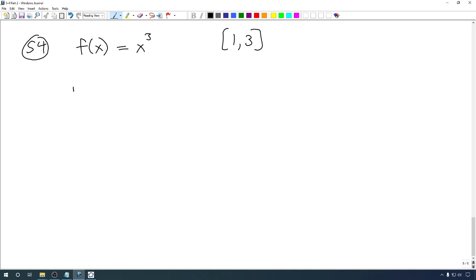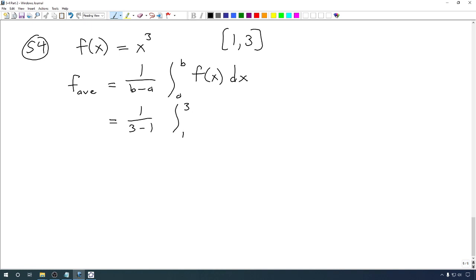Well, we have a formula. Remember, our formula for the average value of a function: we took the definite integral of the function from a to b, but then we divided it by the length of the interval, 1 over b minus a. So in this particular example, our b is 3 and our a is 1. So we have 1 over 3 minus 1. Then we have the integral from 1 to 3 of x cubed. Of course, we can go ahead and simplify this. This is just 1/2.